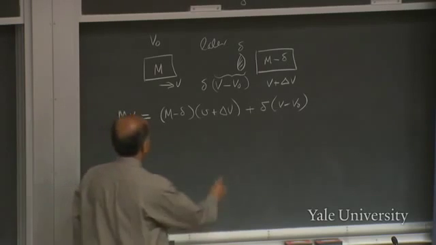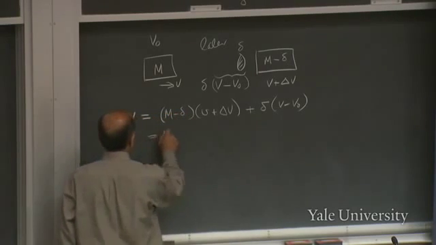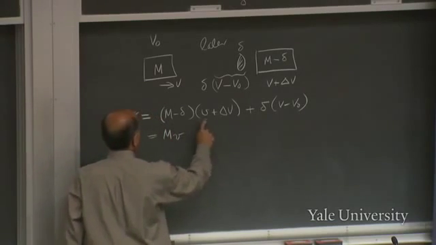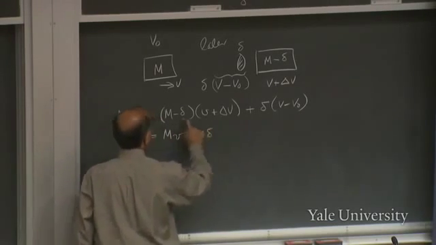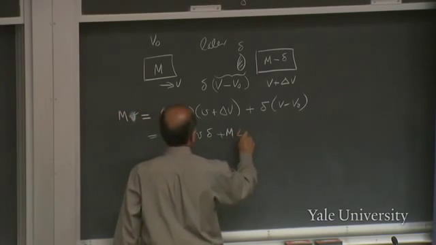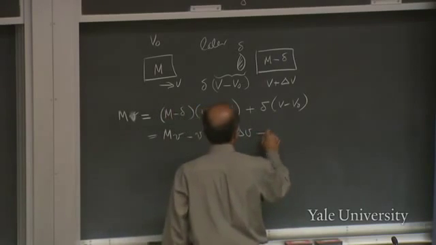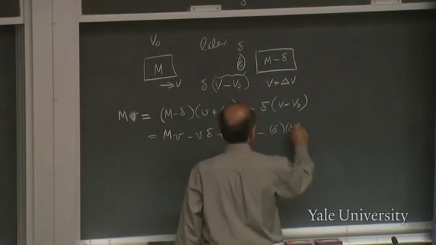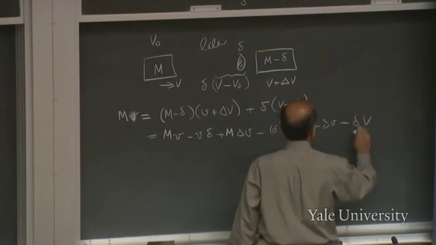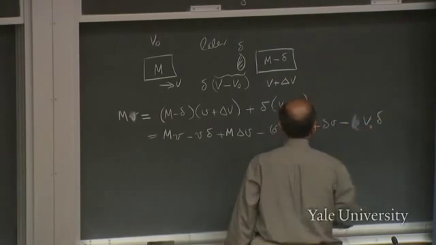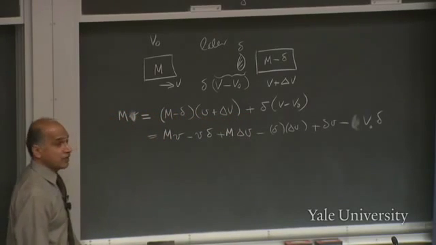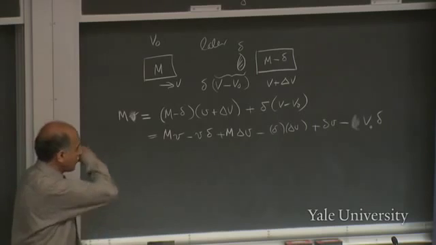So you open out this bracket, you get mv, then minus v delta. I don't want to call it delta v, I want to call it v delta, plus m delta v, minus delta times delta v, plus delta v, minus delta times v0. I want to call it v0 delta. The reason I want to put the delta on the right is you may get confused. Delta usually stands for the change of something, and that's not what I mean.